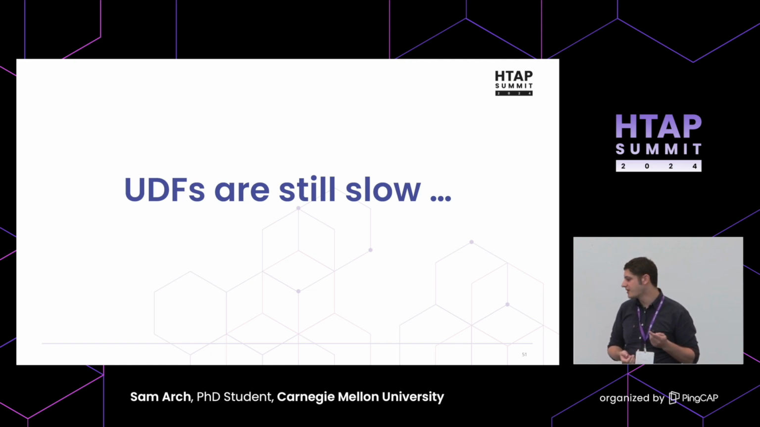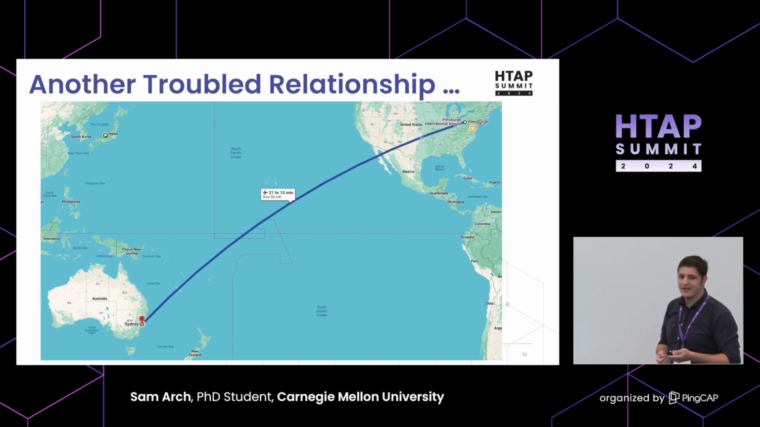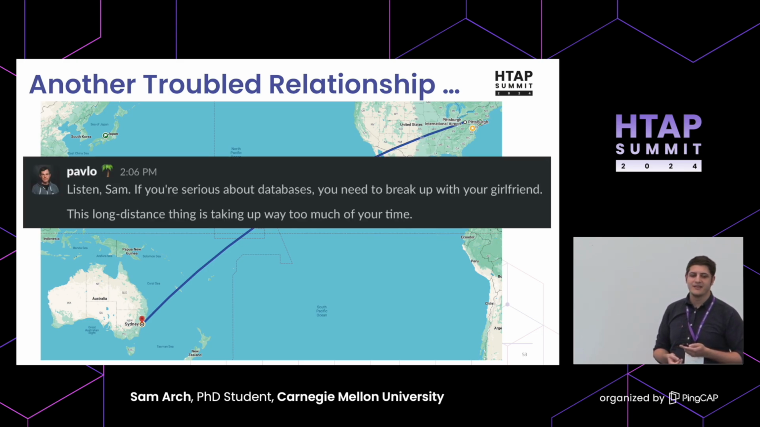And this is not the only troubled relationship. While all of this is happening, I'm doing long distance with my girlfriend back in Australia, and I'm staying up, and I'm calling her at night, going across time zones. And then my advisor DMs me on Slack, and he says, "Listen, Sam, if you're serious about databases, you need to break up with your girlfriend. This long distance thing is taking up way too much of your time."